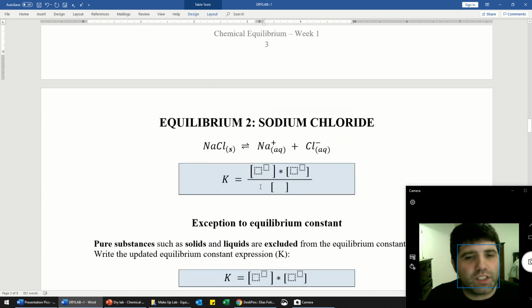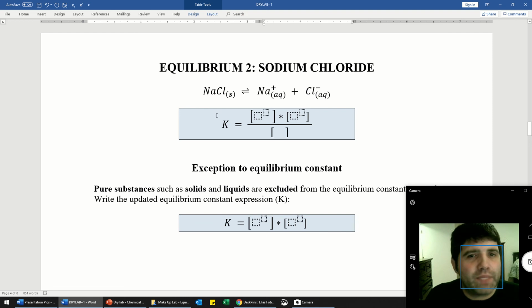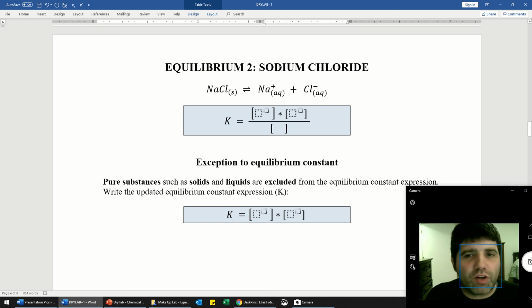Okay, moving along. We are on our second one. So this is our second situation of a reaction at equilibrium. And what we've got here is sodium chloride, table salt. And what it's doing is solid sodium chloride is dissociating into two ions, Na plus, Cl minus, dissolved in water. That's what the aq means. And then the solid is not dissolved in the water.